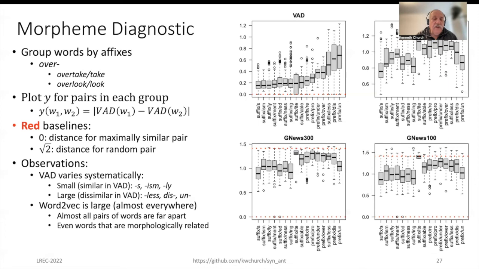And the observation is that VAD varies systematically. You get smaller VAD distances for affixes that you would expect wouldn't change in the synonym-antonym directions. And you get large VAD distances for things that are more like antonyms. So the ones on the right really are antonyms, and the ones on the left are more like synonyms. Here are the antonyms, here are the synonyms. Word2vec distances tend to be large across the board. They never really get small. Almost any pair of words is far apart. It's very hard to find; there are very rare words that are near each other in word2vec distances.